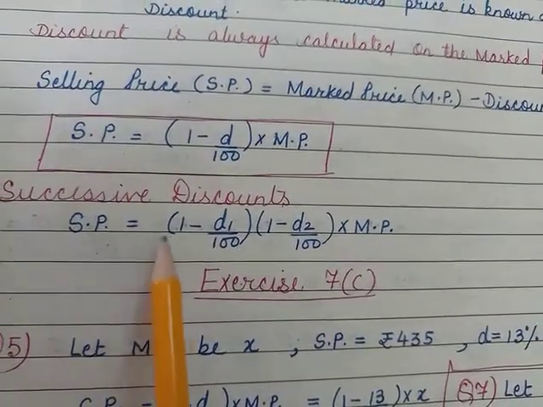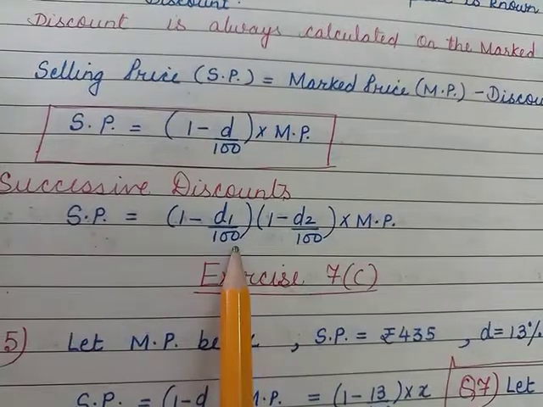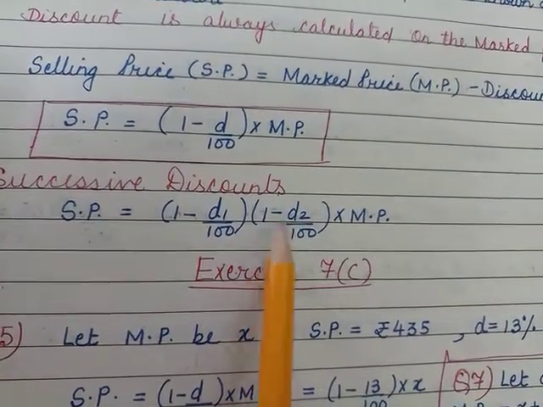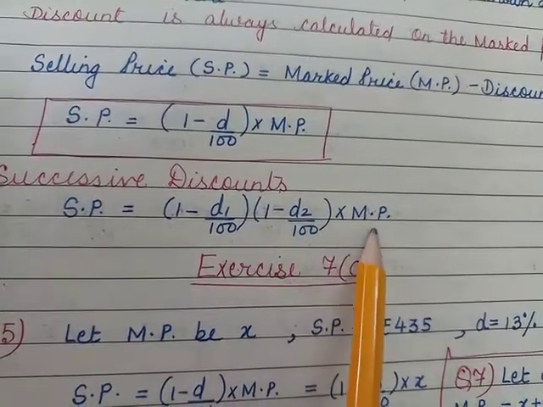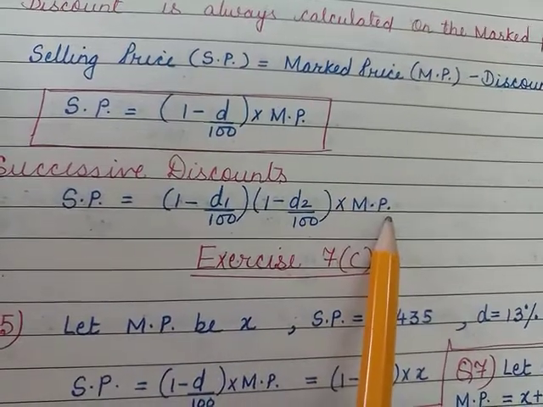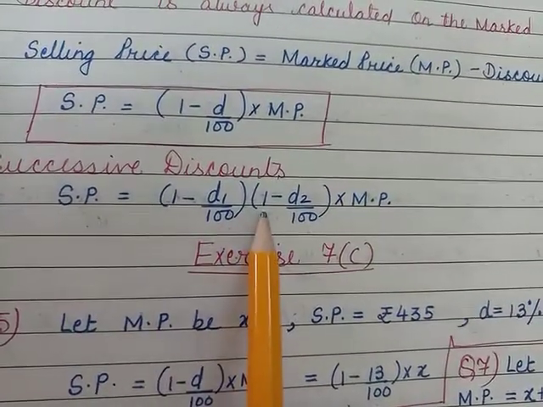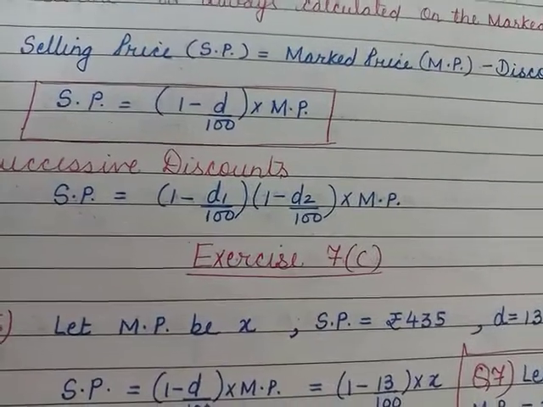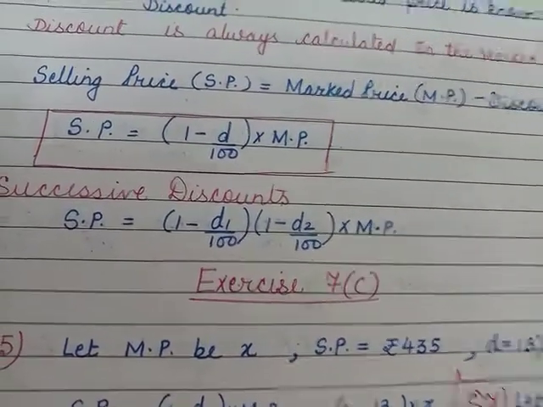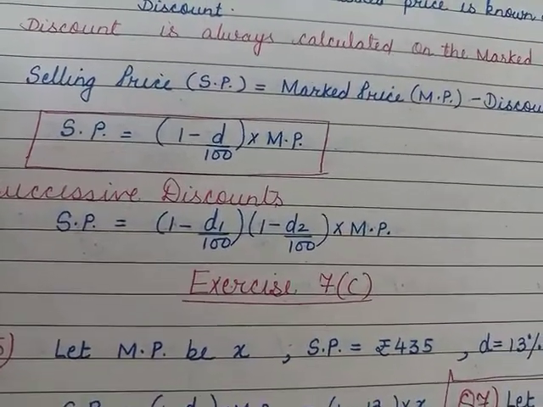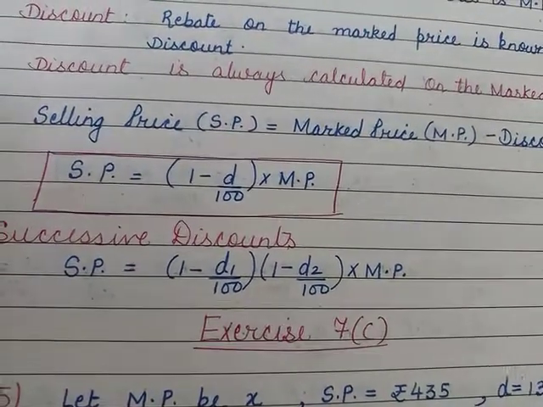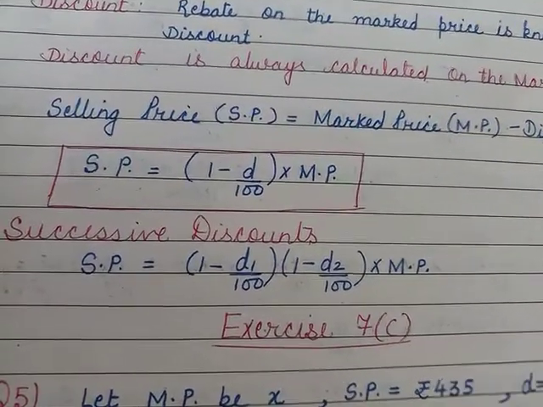So selling price is equal to (1 minus discount 1 upon 100) into (1 minus the second discount upon 100) into mark price. We multiply all these expressions and you will get the final selling price, and then you can compare how much is the total discount. Sometimes they give you 50 plus 40% discount. It means 90% discount. No, it's wrong. When we solve the question, you will understand better how to calculate the total discount.